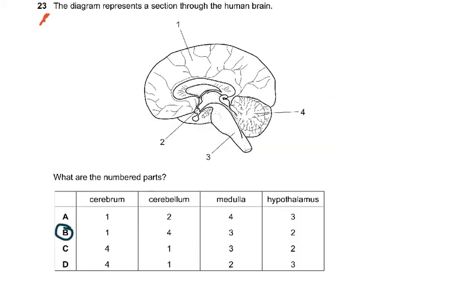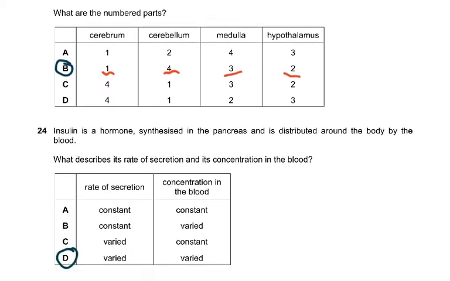And question 23, the diagram represents a section through the human brain. 1 is the cerebrum, 3 is the medulla, 4 is the cerebellum, 2 is the hypothalamus. What are the numbered parts? So 1 is the cerebrum, 4 is the cerebellum, 3 is the medulla, and 2 is the hypothalamus. So it's a very good diagram for you to revise the different parts of the brain. Then coming to the next question.